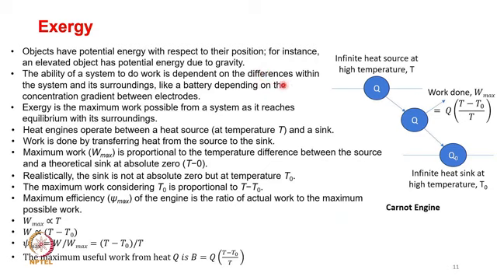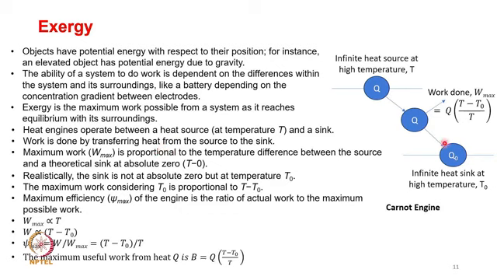So, the ability of the system to do work is dependent upon the difference within the system and its surroundings, like a battery, depending upon the concentration gradient between the electrodes. So, systems have capacity to do work. So, what is Exergy? Exergy is the maximum work possible from a system as it reaches equilibrium with the surroundings. So, for instance, a heat engine operates between a heat source at a temperature T and a sink somewhere here, Q to Q naught.